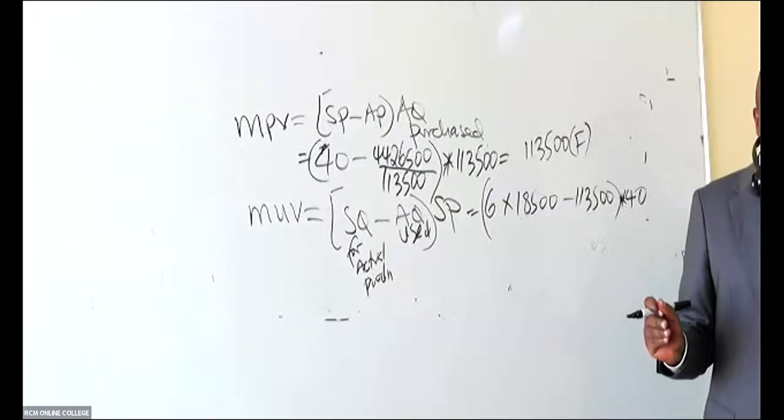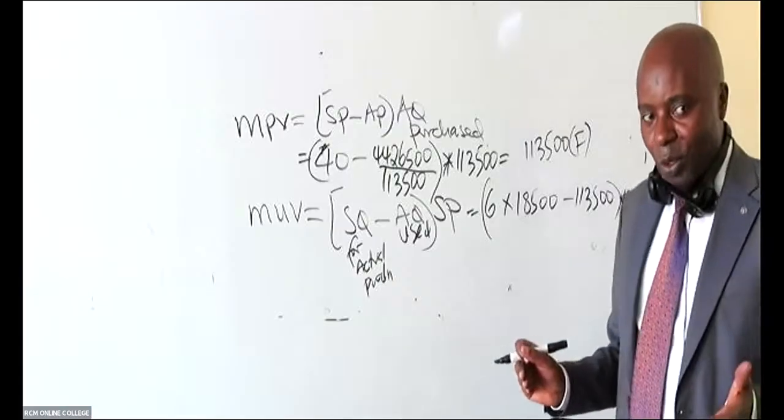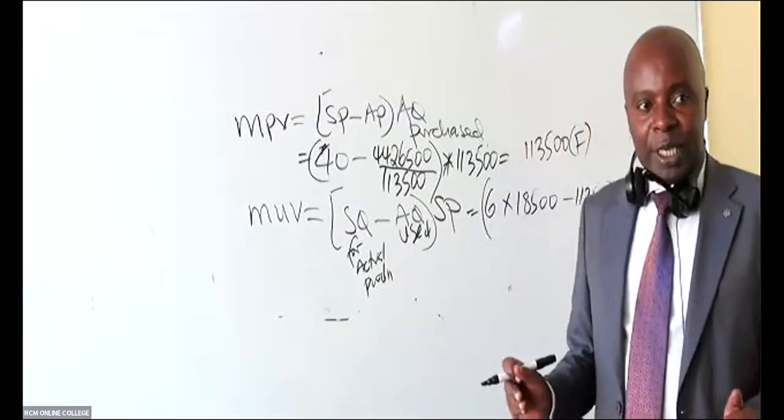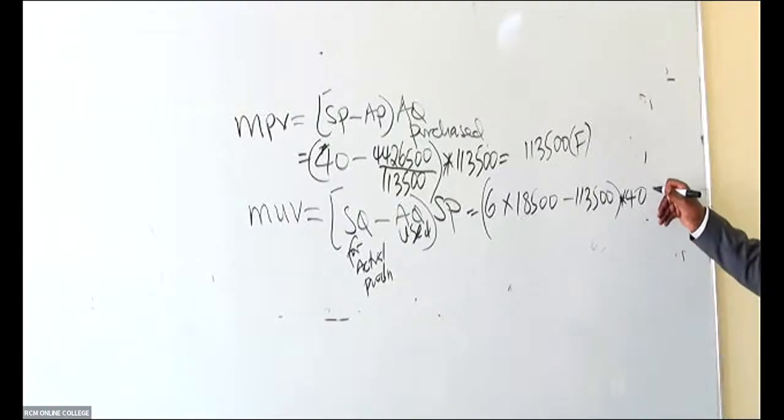So then the final answer is supposed to give us something. If it's positive, then the variance will be favorable. If it's negative, the variance becomes what here? Adverse. So somebody tells me it is 100,000. It is 100,000 adverse.